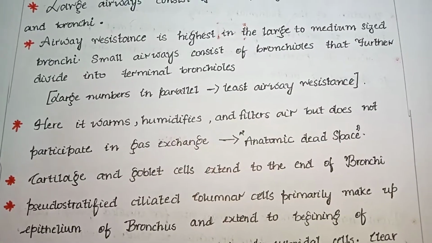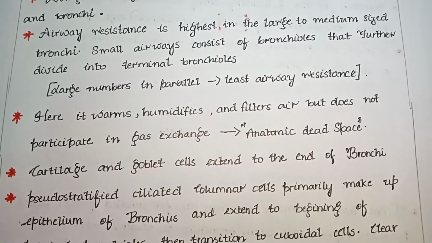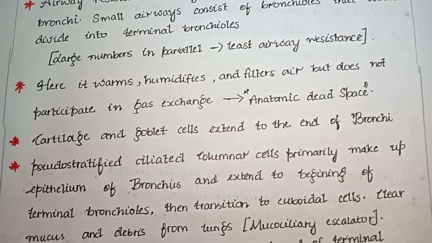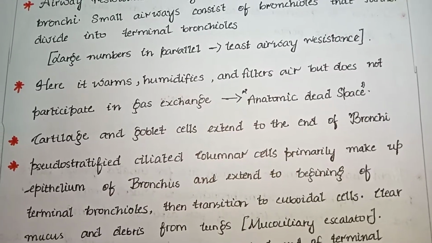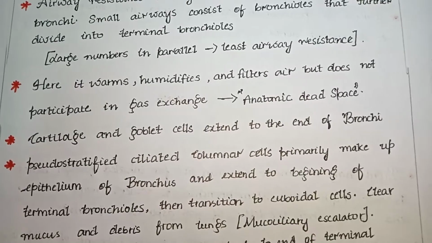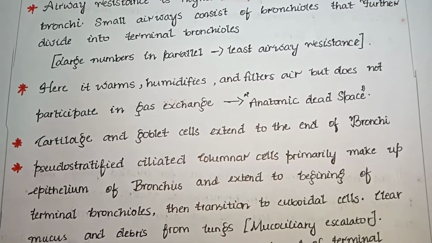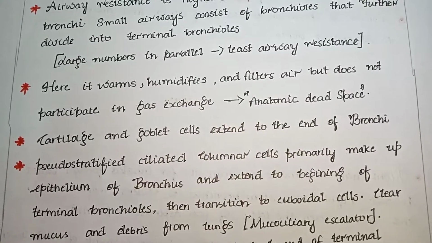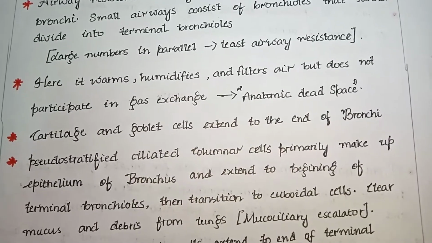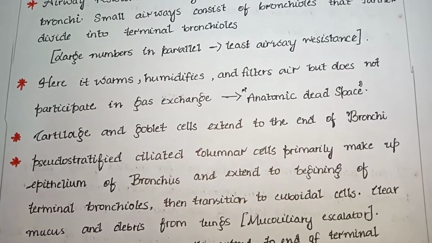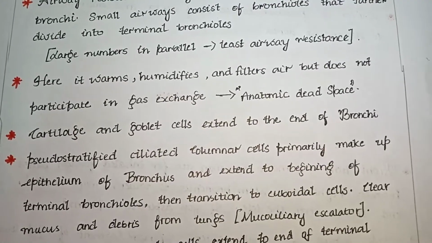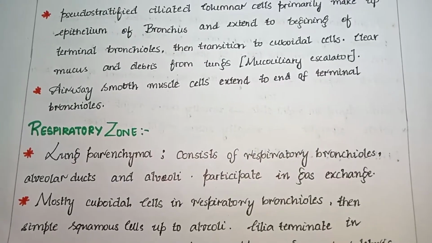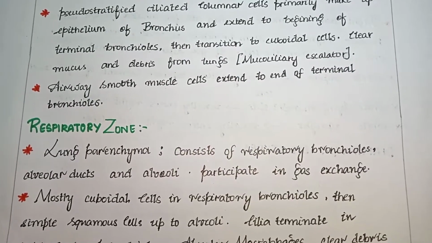Cartilage and goblet cells extend to the end of bronchi. Pseudostratified ciliated columnar cells primarily make up the epithelium of the bronchus and extend to the beginning of the terminal bronchioles. Then there is a transition to cuboidal cells. It means pseudostratified ciliated columnar epithelium is present up to the terminal bronchioles, and later on cuboidal cells are present in respiratory bronchioles. It clears mucus and debris from the lungs, so it is called the mucociliary escalator. Airway smooth muscle cells extend to the end of terminal bronchioles.